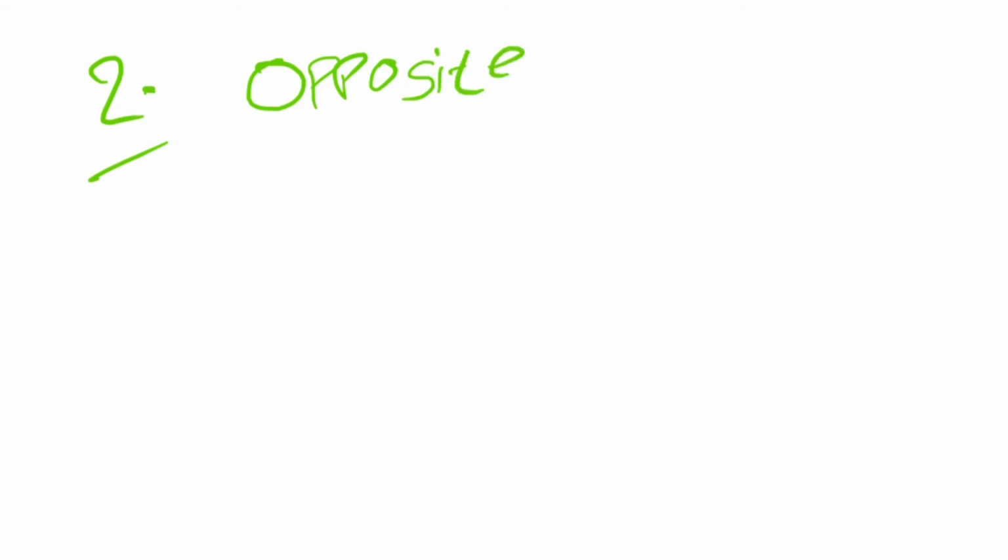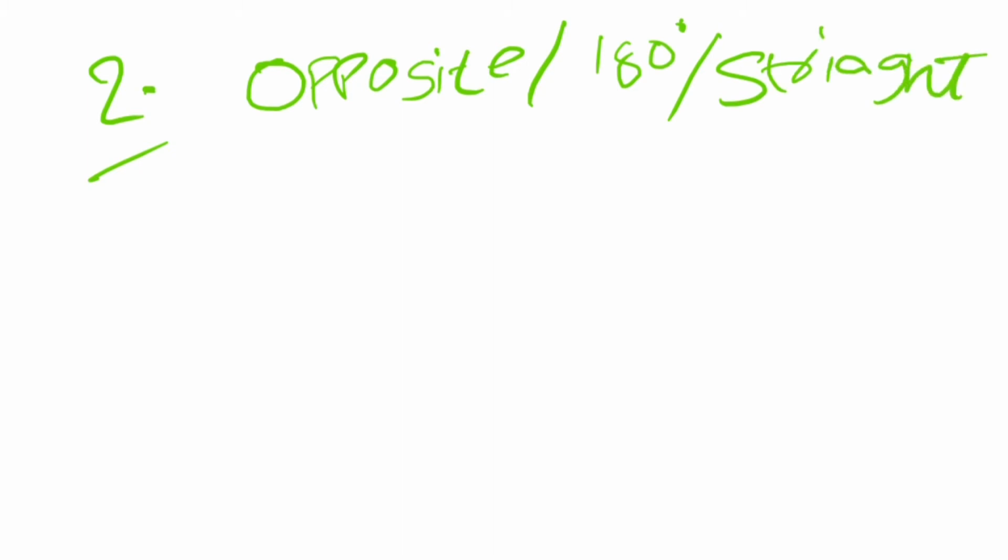The next condition, the second condition, is opposite. How many times will they form opposite positions, with the minute and hour hand in opposite directions, or 180 degrees apart? They may also ask it like straight, but not together. They will be asking exactly like this.